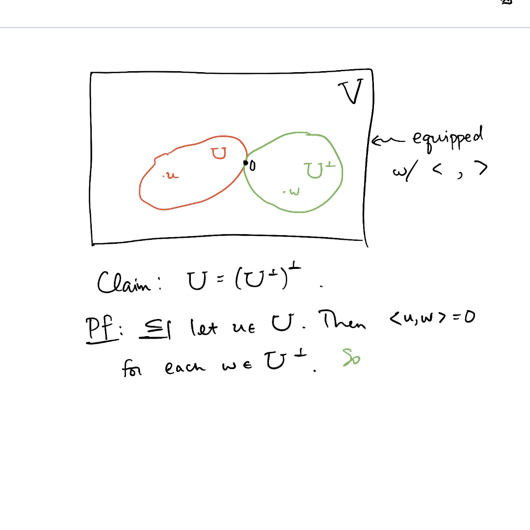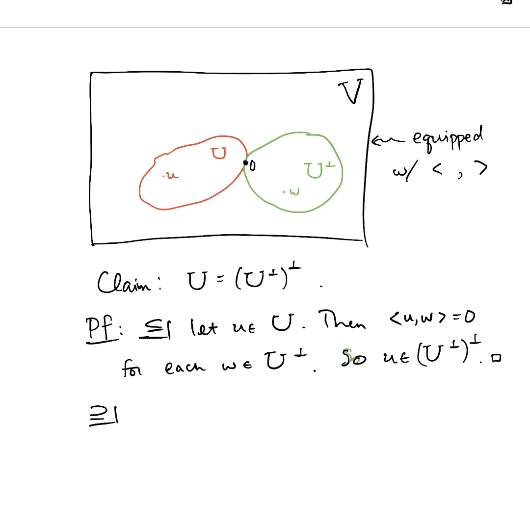U belongs to U perp perp because we just showed it's orthogonal to everything in U perp. Okay, let's do the reverse containment. Okay, so in the reverse containment, we have to take an object in U perp perp and argue that it belongs to U.